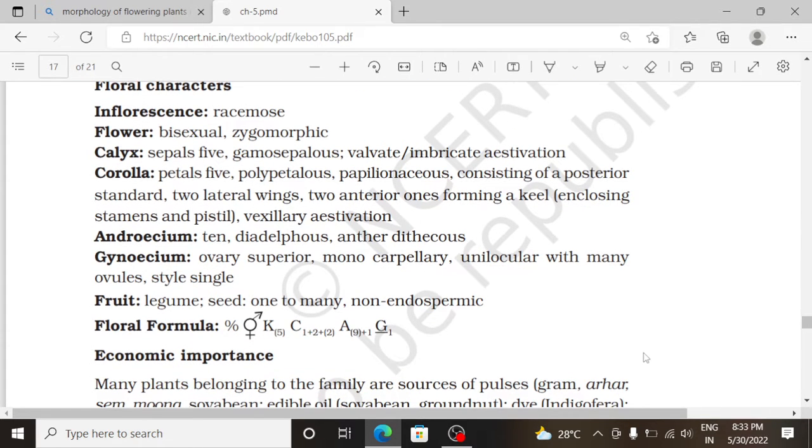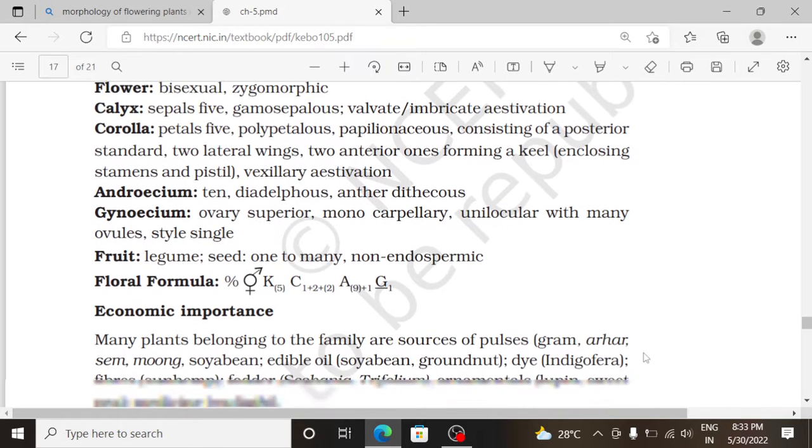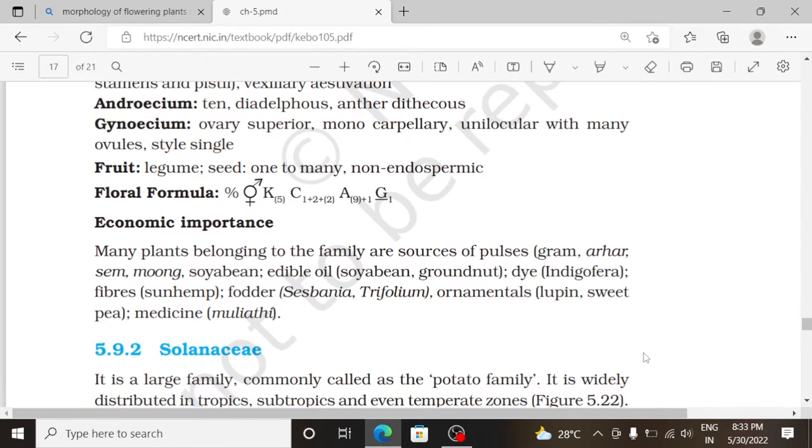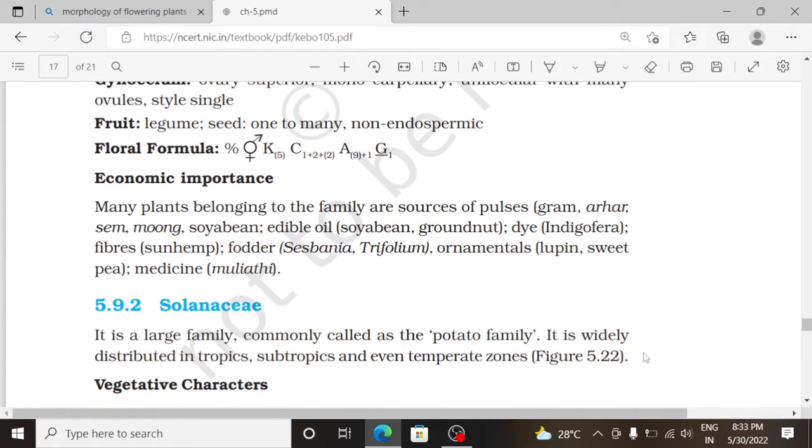Androecium has 10 stamens, diadelphous, anther dithecous. Gynoecium: ovary superior, monocarpellary, unilocular with many ovules, style single. Fruit is legume, seed one to many, non-endospermic. And the floral formula I need to see in the book because I cannot read it out.